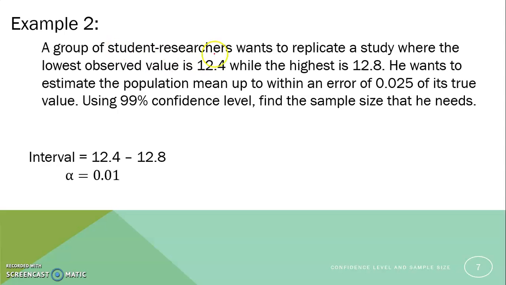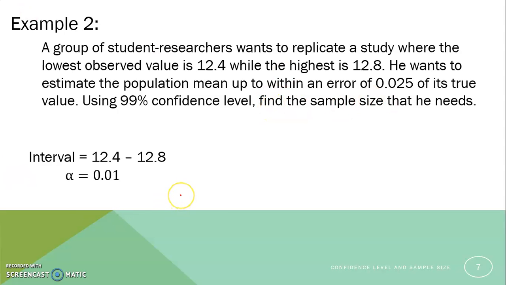Next, let's proceed to our second example, which is where I give the given. A group of student researchers wants to replicate a study where the lowest observed value is 12.4 while the highest is 12.8. They want to estimate the population mean up to within an error of 25 thousandths of its true value. So using 99% confidence level, find the sample size that they need.